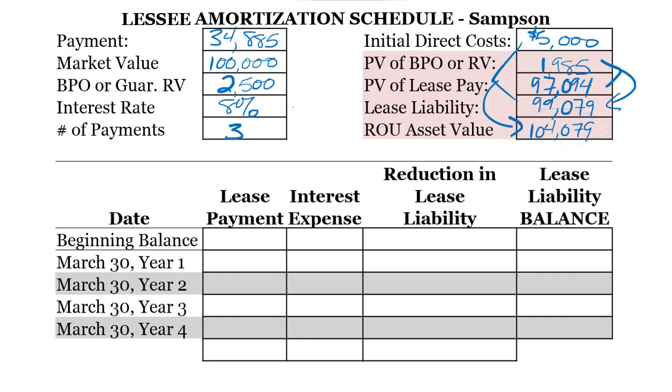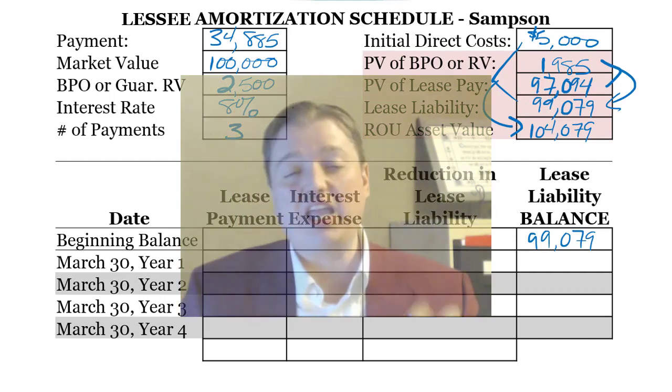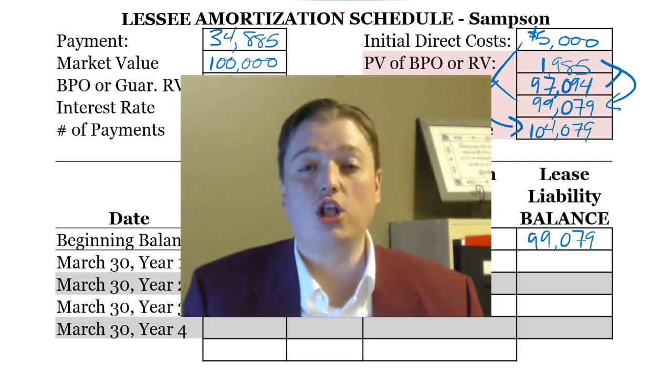So now I'm ready to do my amortization schedule. I'm going to bring this number down, $99,079. Again, I'm going to have 3 payments of $34,885, one last payment of $2,500. Now, we're not going to walk through this together. Again, you can calculate an amortization schedule on your own.